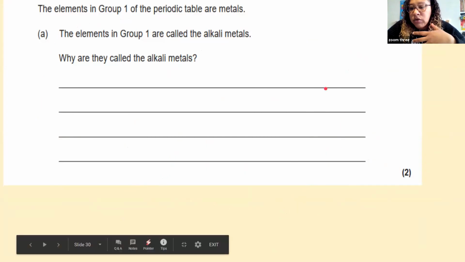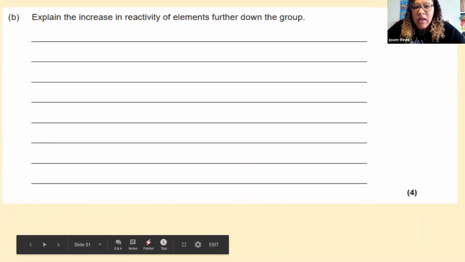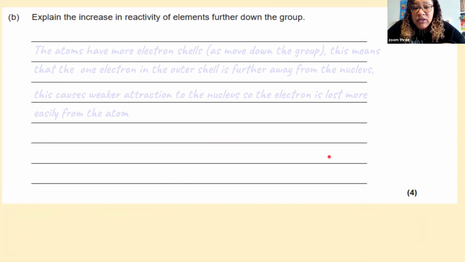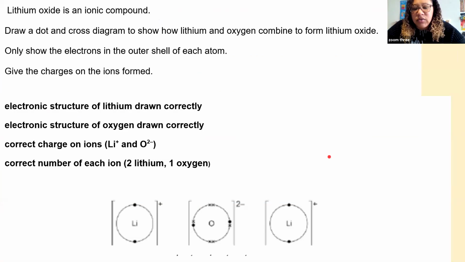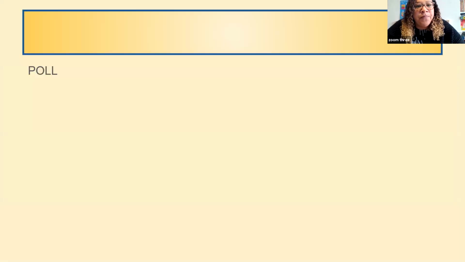The answers are there too, so you can see what you've got. So why are they called the alkali metals? It becomes quite obvious, so you can have a look at that. Then explain the increase in reactivity. The next question here is your highest question, so have a look at that as well, but we won't go through that now. This is the stuff that's a bit more challenging, but we'll go into more detail next week. This is for your grade 6 and up now.